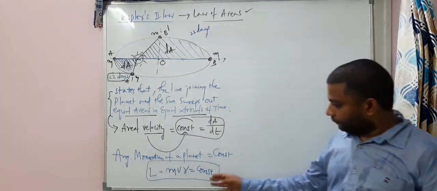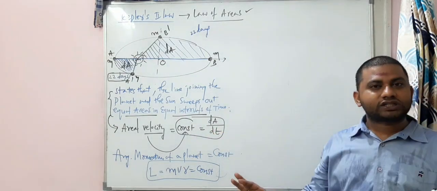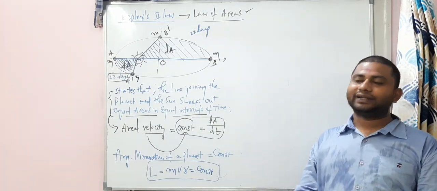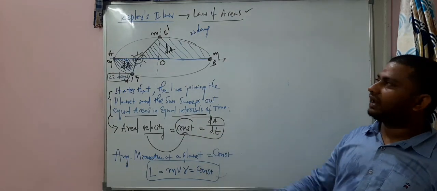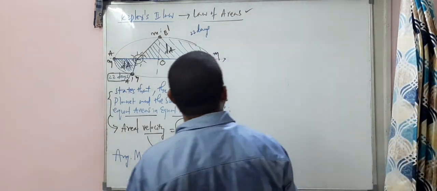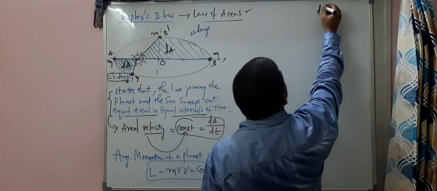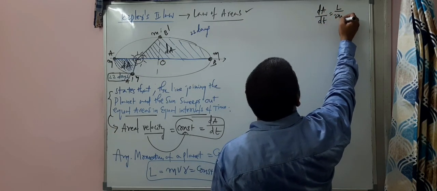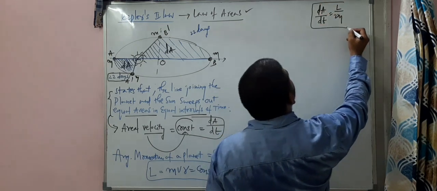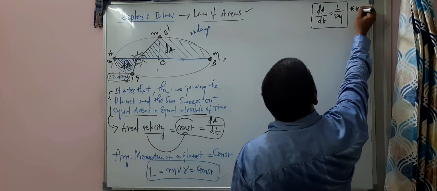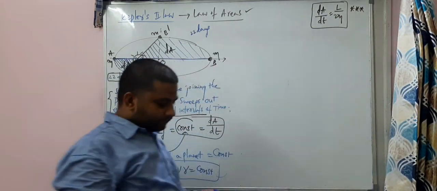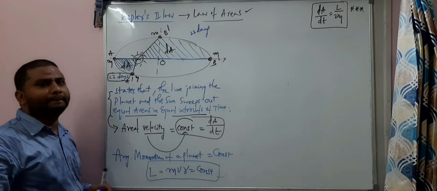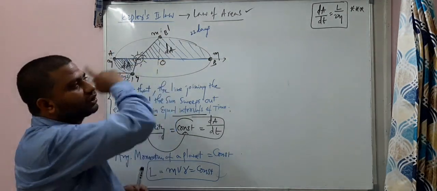Okay. Now, aerial velocity of a planet is constant and angular momentum of a planet is also constant. And there is a relation between aerial velocity and angular momentum. So that's what I'll be writing here. dA by dt is equal to L by 2m. In second PUC also this formula will be useful. The aerial velocity of a planet and angular momentum, in second PUC also it is very important.